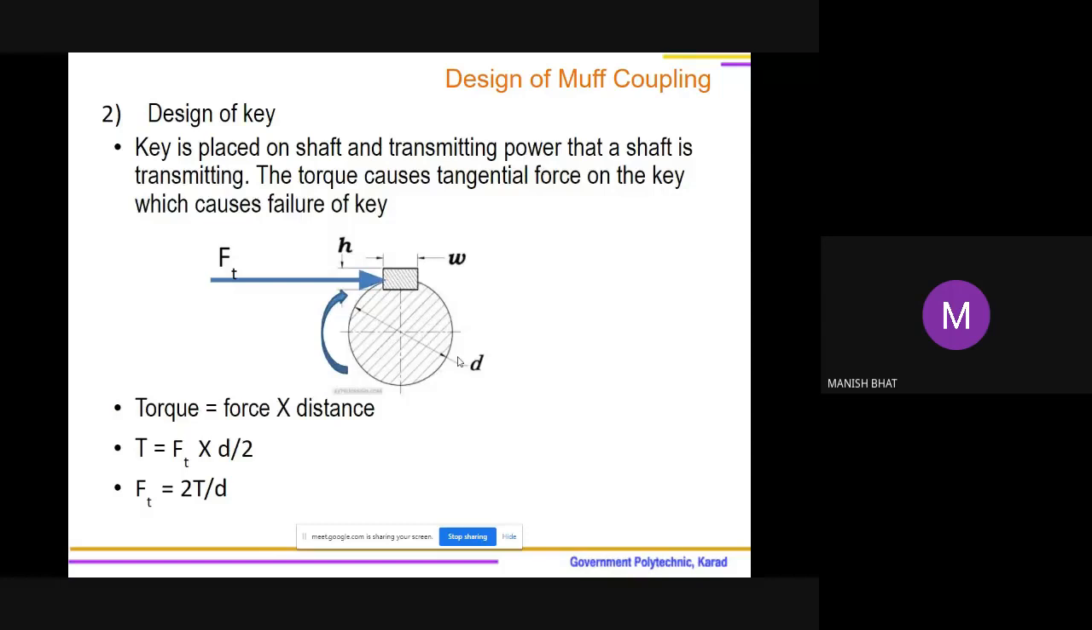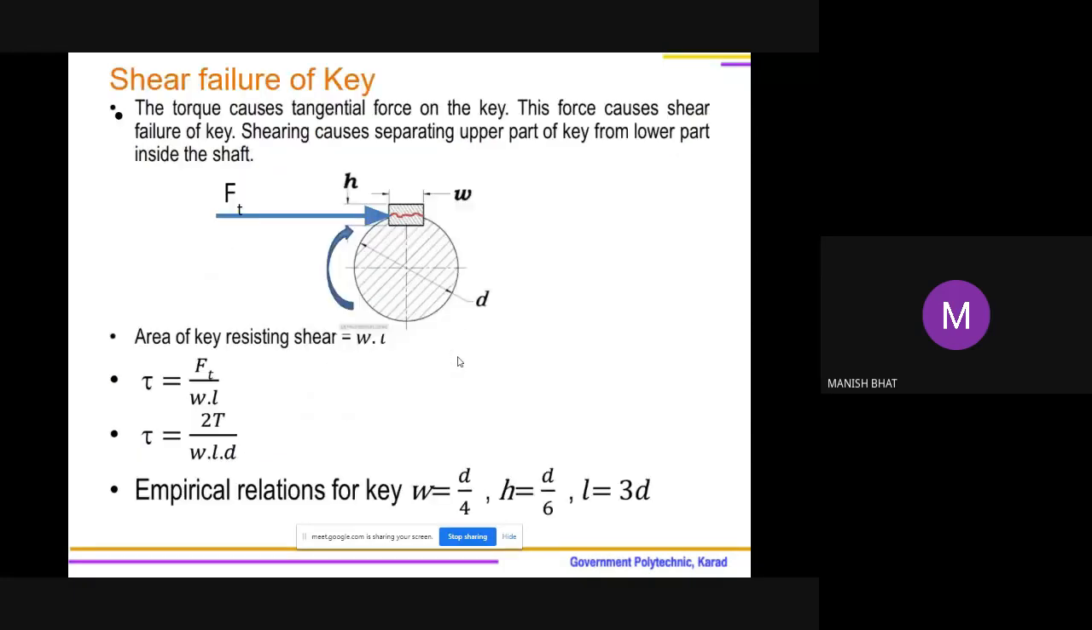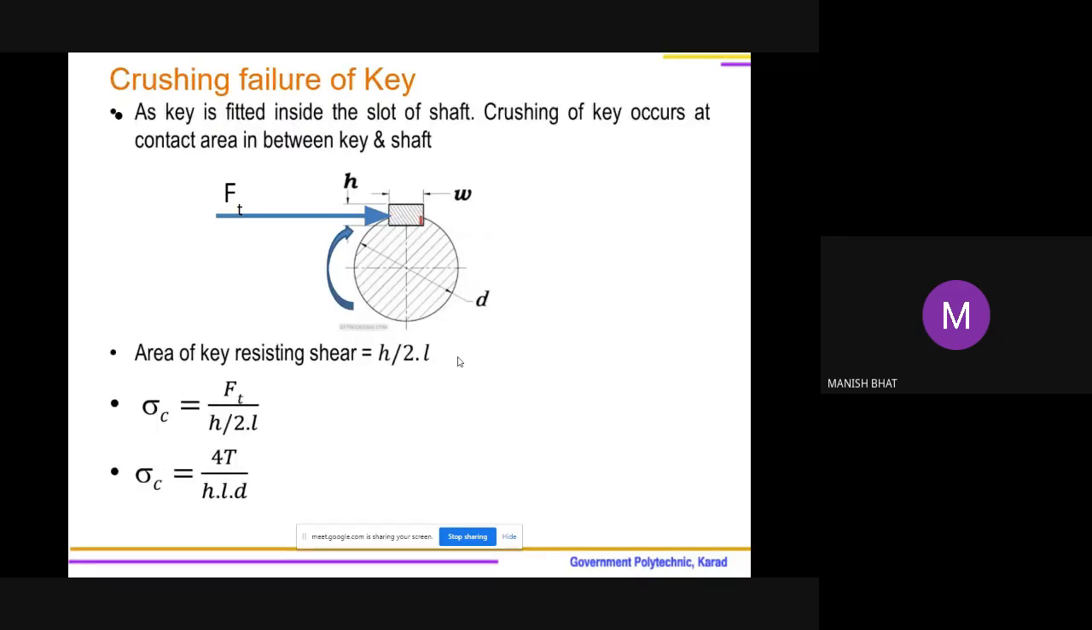So torque is equal to force into distance, and we get the tangential force as 2T upon d. The key has shear failure, as half of the key is fitted inside the keyway and half goes inside the coupling. So shear failure occurs, and we find the shear stress using the relation tau is equal to Ft upon Wl, where W is the width of the key and L is the length of the key.